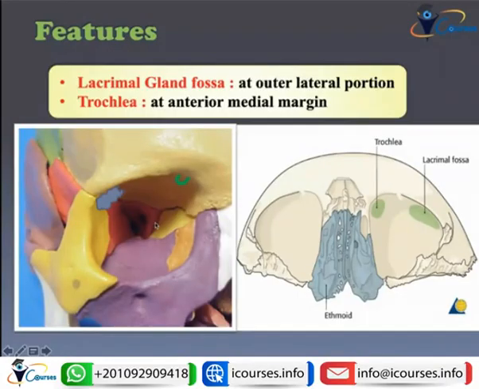What are the features? We have two main features. There is a fossa at the junction between the roof and the lateral wall. This fossa is for the lacrimal gland. So the lacrimal gland is situated at this fossa at the junction between the upper and the lateral walls. And medially, we have the trochlea, this fibrocartilaginous ring, which is present at the medial part of the roof, and the superior oblique muscle tendon will pass through it. So the trochlea and lacrimal fossa are the features of the roof.